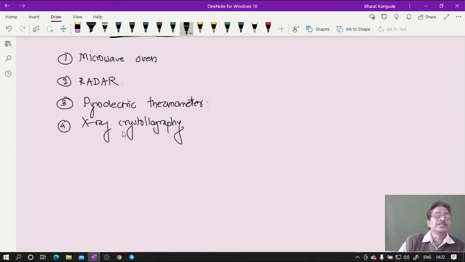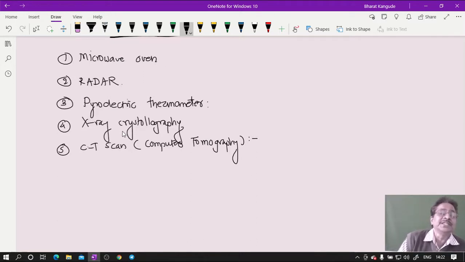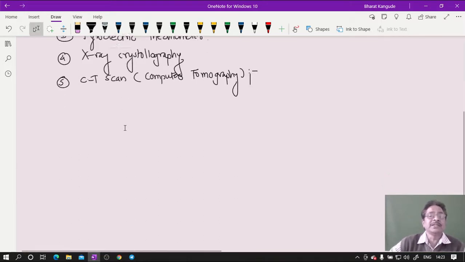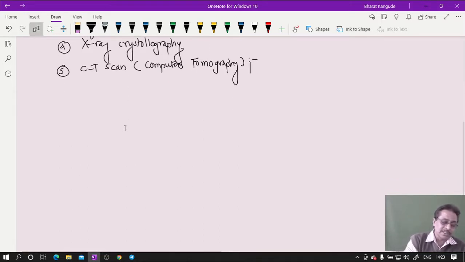Number 5 is CT scan. What is the long form of this? This is called computed tomography. This is called CT or computed tomographic scan, that is called CT scan. That again has large applications in medicine as well as in industry. We are going to discuss something about this when we move further.